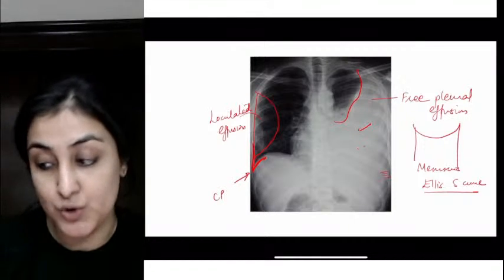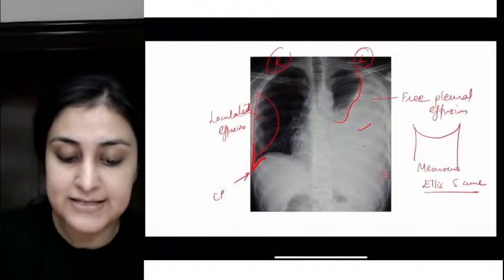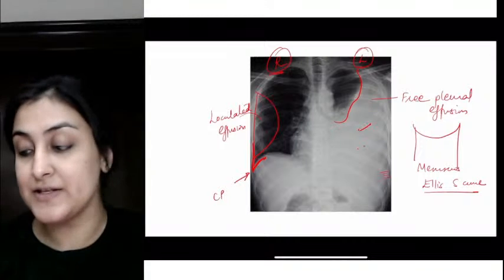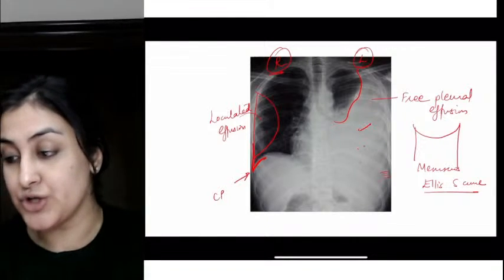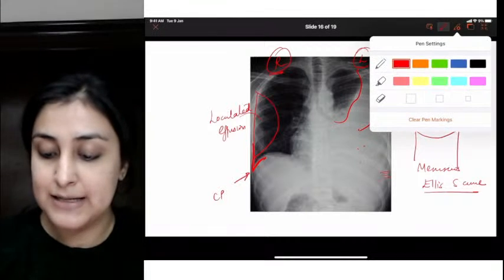Okay, so this is not right, this is left. Remember, in all imaging modalities, always imagine it's a person standing opposite to you. This is right, this is left, this happens to be a left pleural effusion. Okay, everybody, is this clear? Don't miss left pleural effusion on an X-ray PA view.